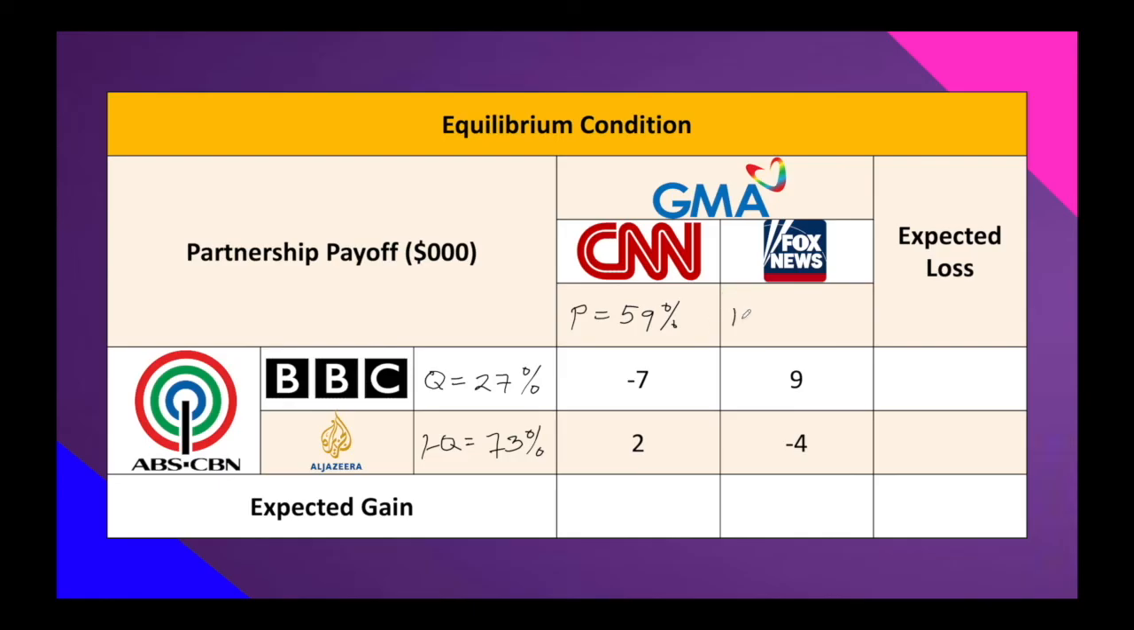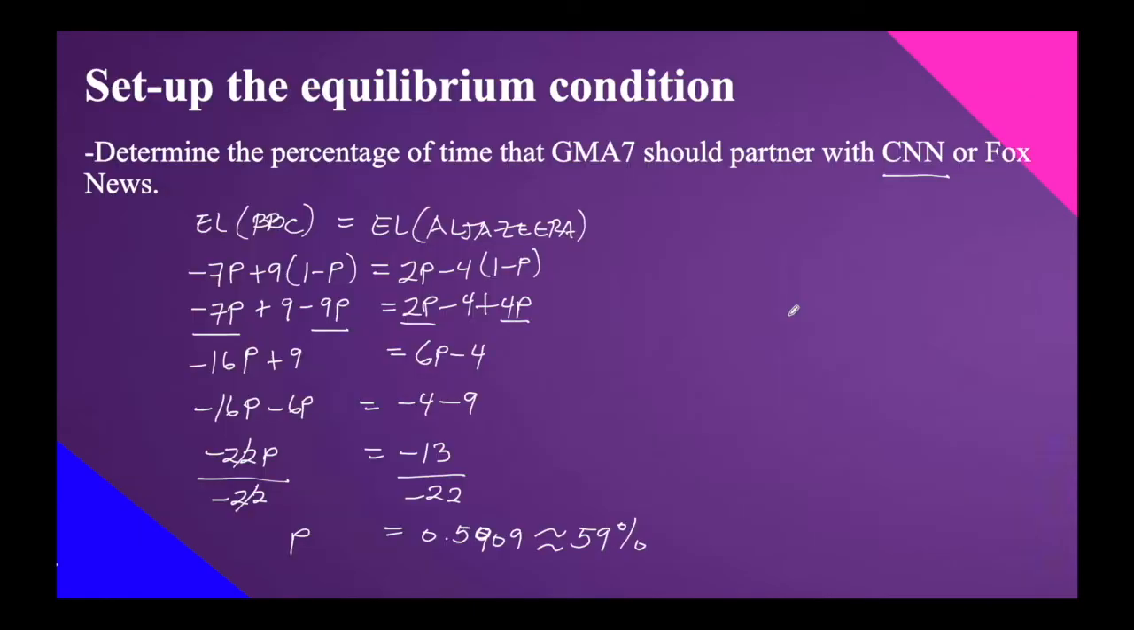Okay, and ito yung 1 minus p natin. We can actually solve this 1 minus p dahil meron na tayong value ng p. Okay, so let's solve for the value of 1 minus p. 1 minus 0.5904. So, our 1 minus p, 1 minus 0.5904 is equivalent to 0.4091. Or, in percentage, this is 41% times 100.